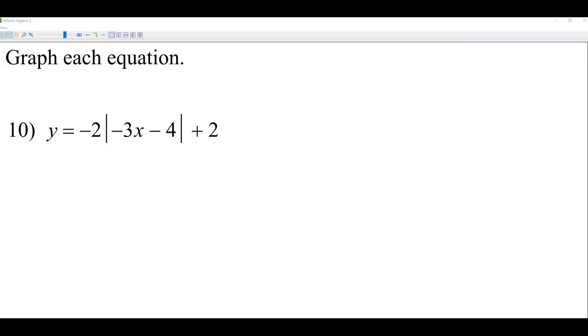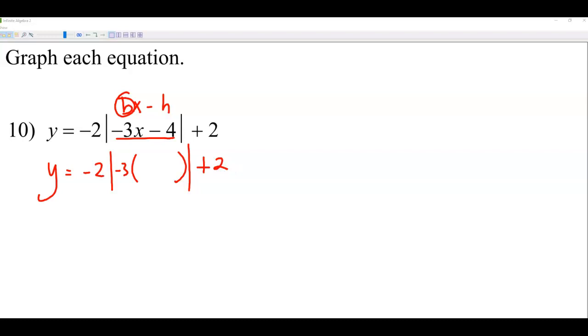All right. Now sometimes you will have this situation when you have a number here and a number here. You're going to need to factor the b out, which means you're going to divide it out. So I'm going to put my -3 here, and then I'm going to divide both of these things by -3. So if I divide this by -3, I'm just left with x. If I divide this by -3, I'm left with positive 4/3.